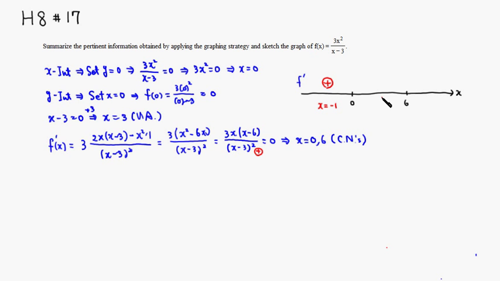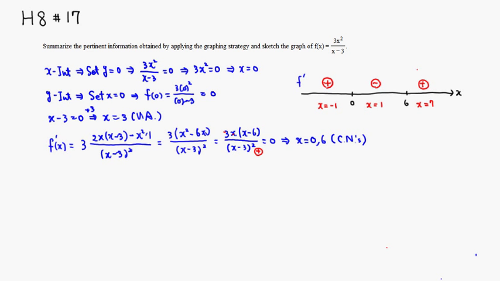So anything between 0 and 6, I'll try 1. Alright, so you have a 3 times 1, which is positive, 1 minus 6 is negative, so it's going to be negative. Right? And try anything bigger than 6, so I'll try 7. Positive times 7, positive. 7 minus 6, positive, so everything is positive, so it's going to be positive.